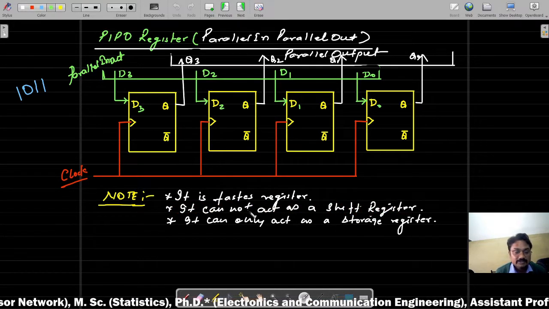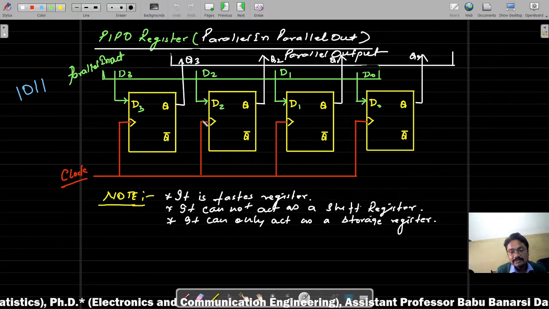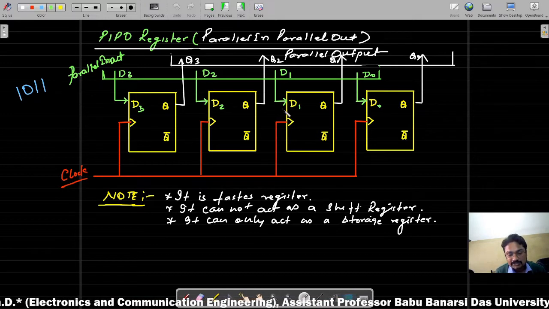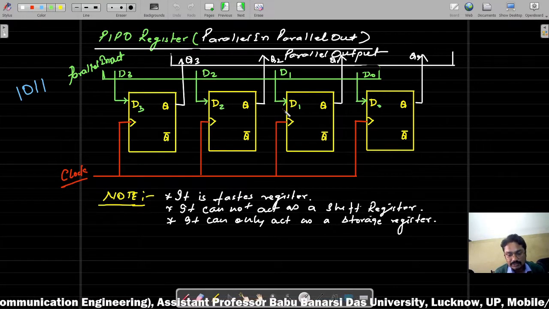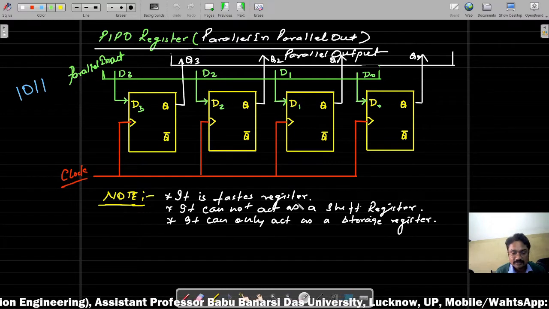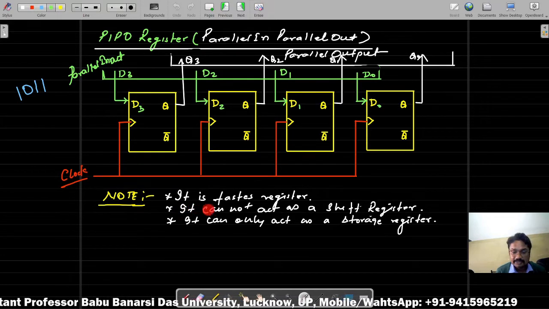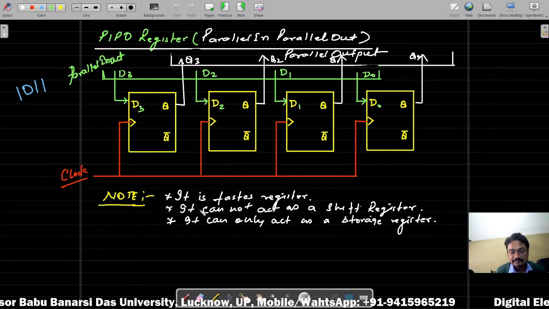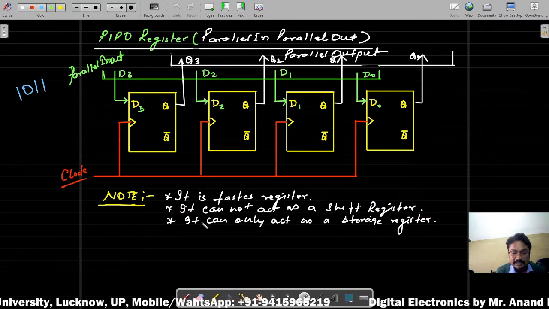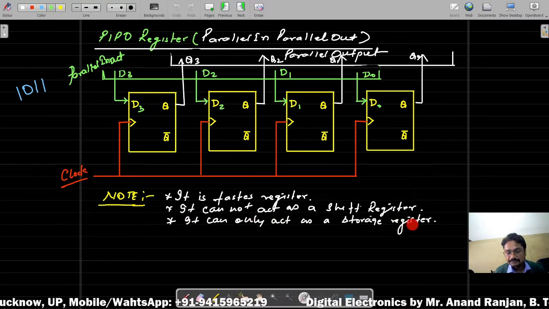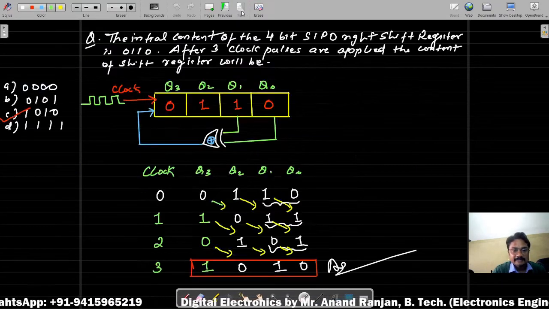You can observe that there is no connection of the input and output in between these flip flops, so there is no shifting happening. The data flow is not there, so you cannot use this PIPO register for shifting purposes. This is a very important thing which you should always remember: only this one class in the category of shift registers cannot be used for shifting of the data. But of course, it can be used as a storage register. You can store the information.